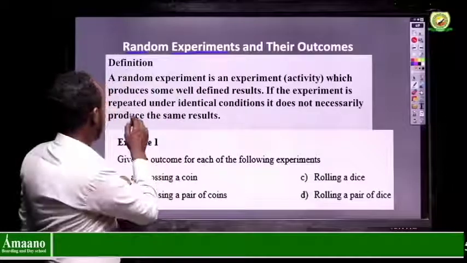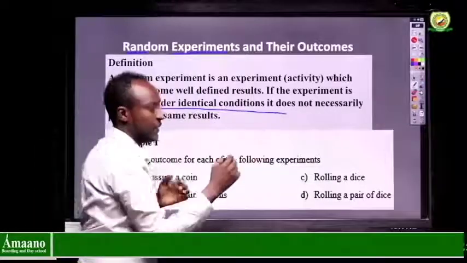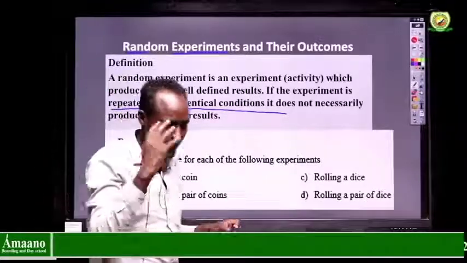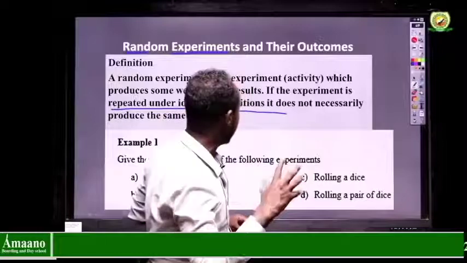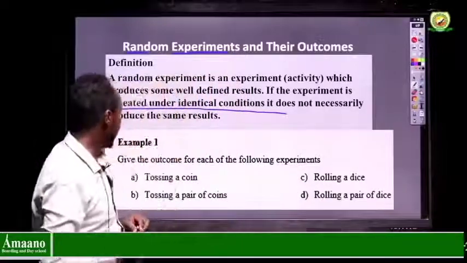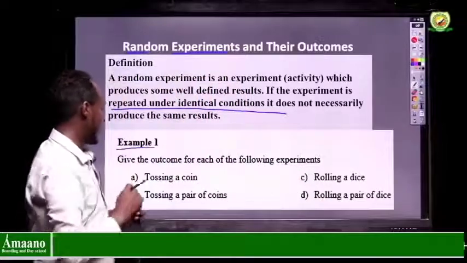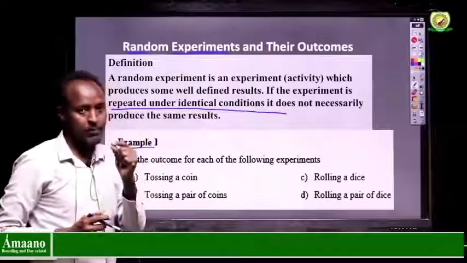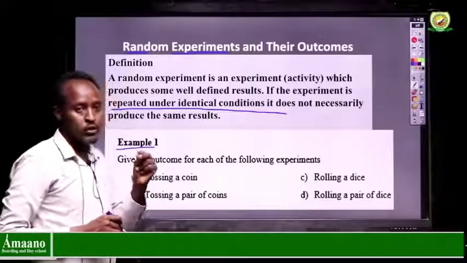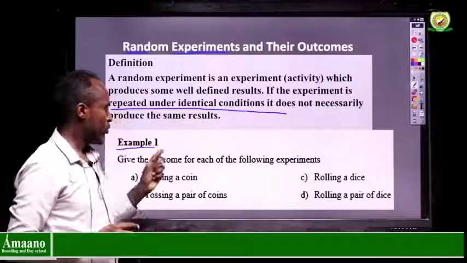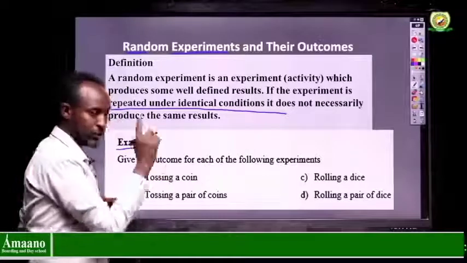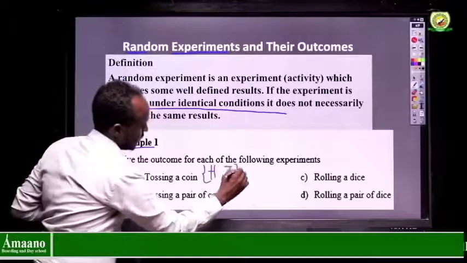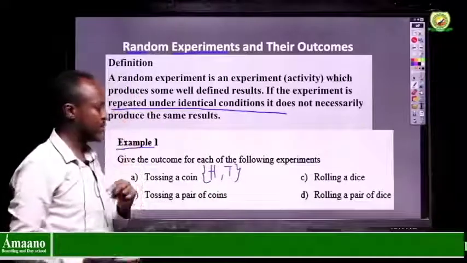If the experiment is repeated under identical conditions, it doesn't necessarily produce the same result. It means that if you toss a coin 10 times, it is not necessary to get heads or tails, the same thing. Okay, here we have one example. We are supposed to give the outcomes for each of the following experiments. If we toss a coin once, what are the outcomes? It is obvious that it is head or tail. Those are the outcomes of tossing a coin once.